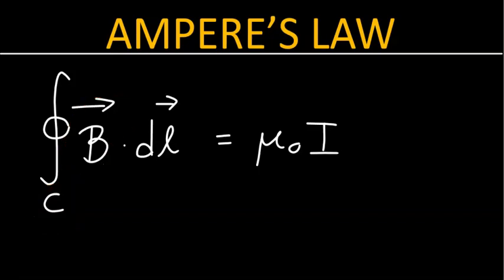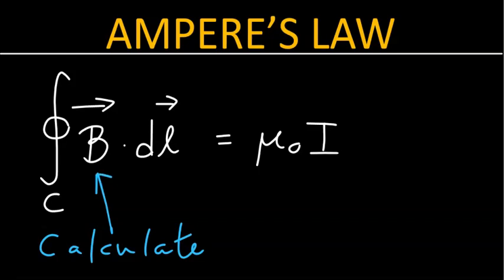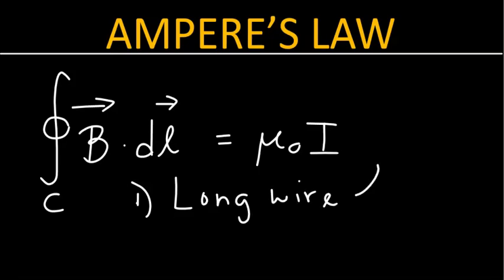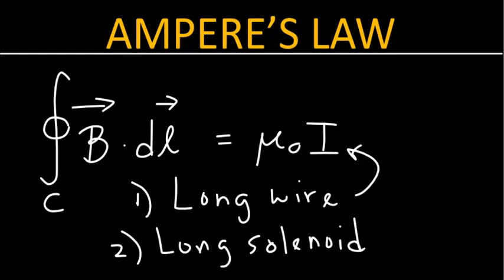One application of this Ampere's law is to calculate the magnetic field produced by a system of electric currents. We shall look at two such systems. The first system is a very long wire that is carrying a current, say I ampere. The second system is a very long solenoid with, say, N turns that is also carrying a current, say I ampere.